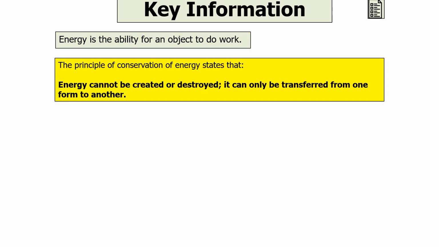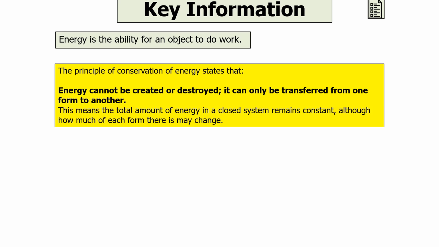So energy is the ability for an object to do work. The principle of conservation of energy states that energy cannot be created and cannot be destroyed, it can only be transferred from one form to another. So this means that the total amount of energy in a closed system remains constant, although how much of each form there is may change.